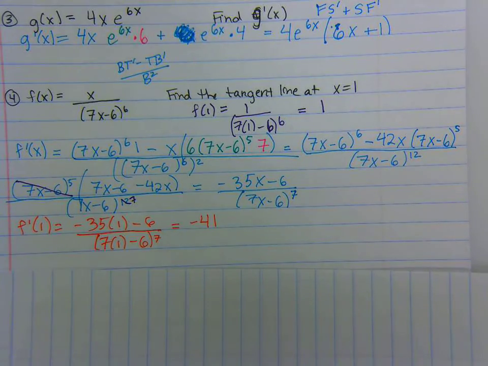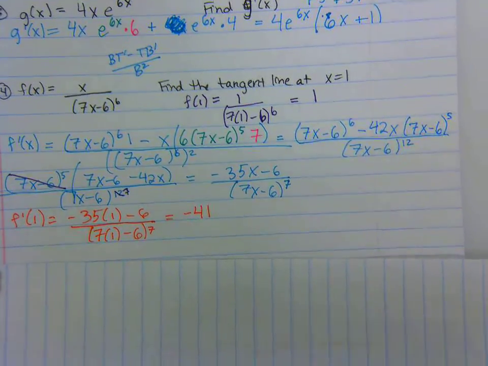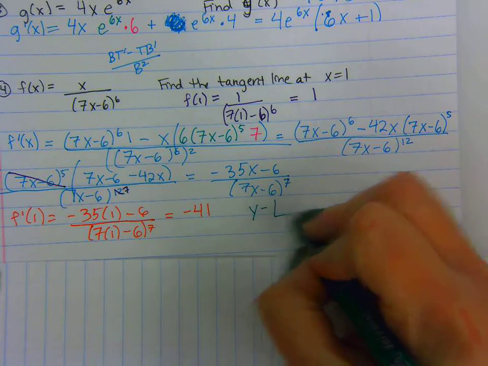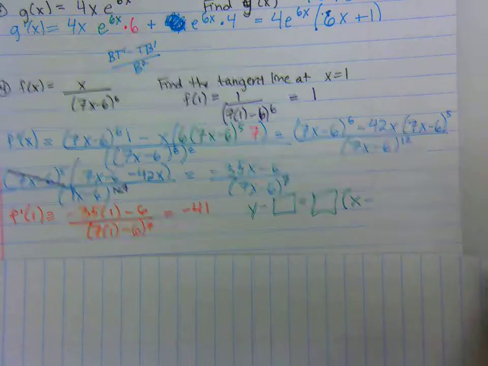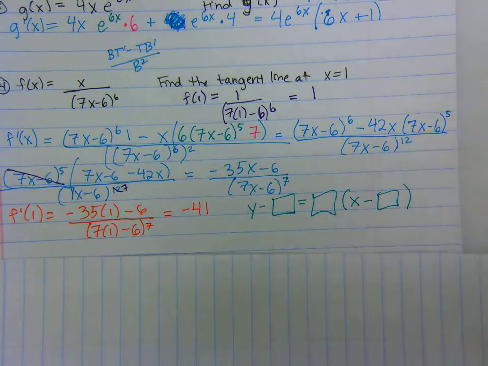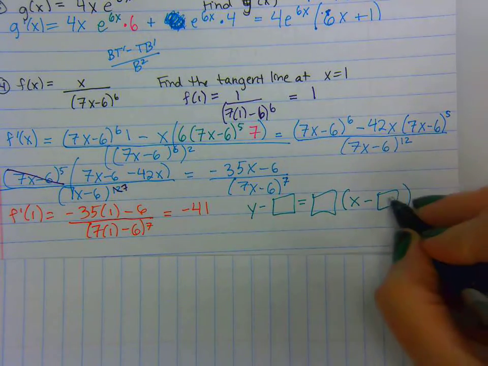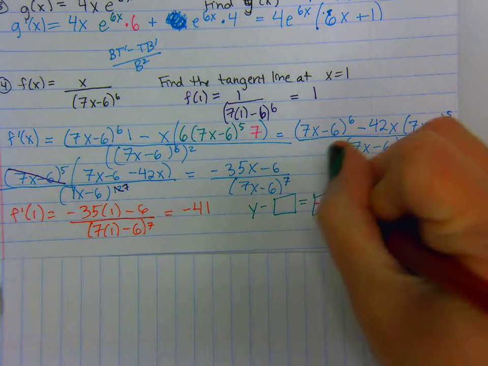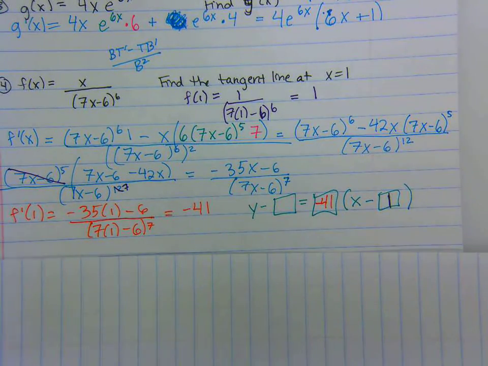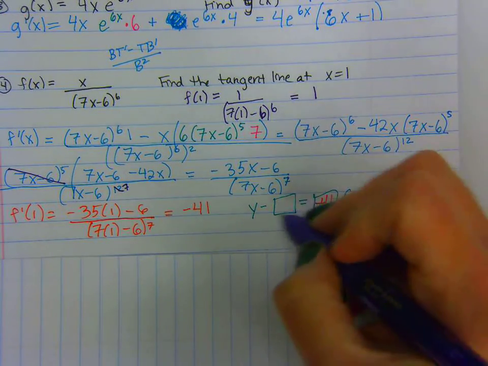Okay, and then just take and plug it into y minus your y value is m times x minus your x value. So my x value was up here. My x value is 1. My slope I just found was negative 41. And my y value, which was right here, was 1.